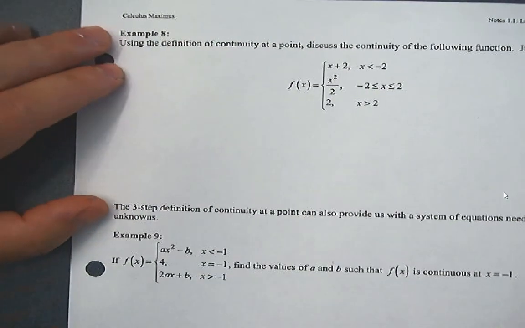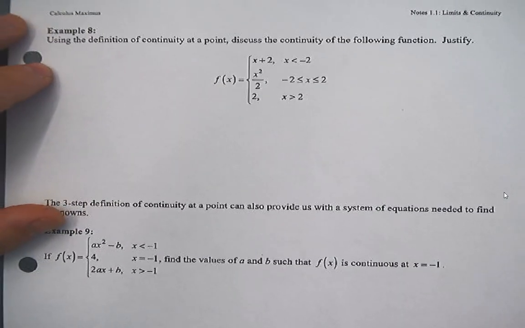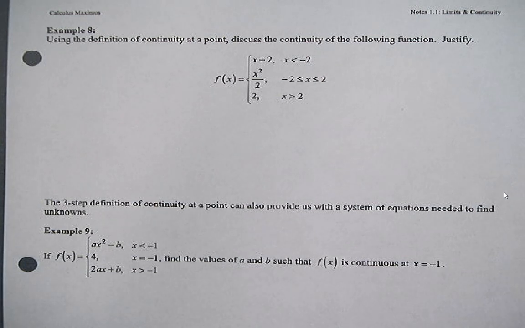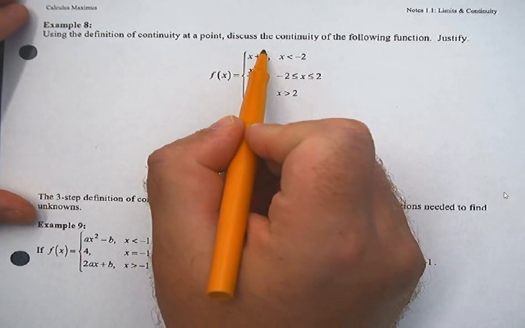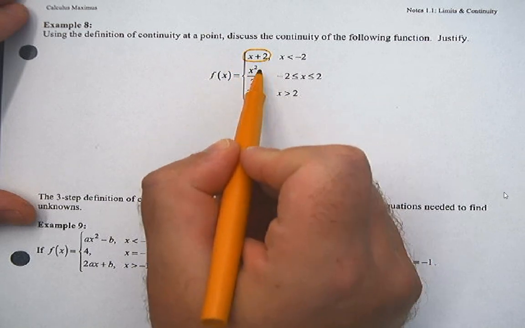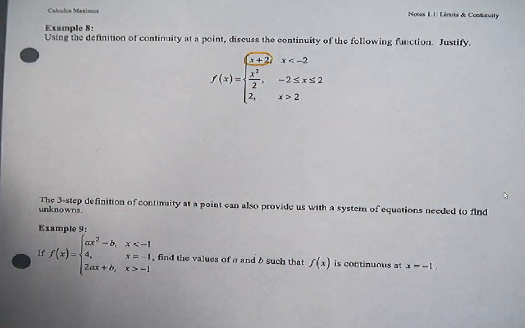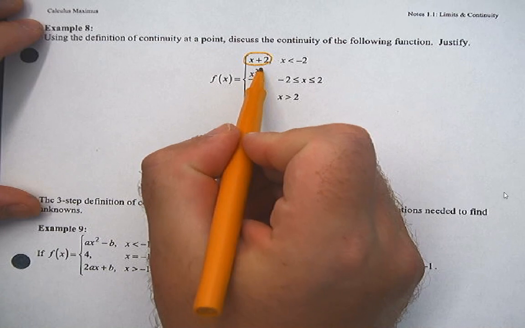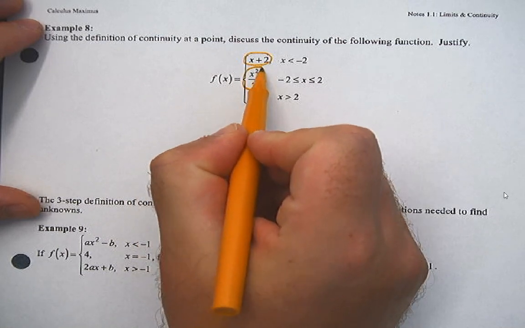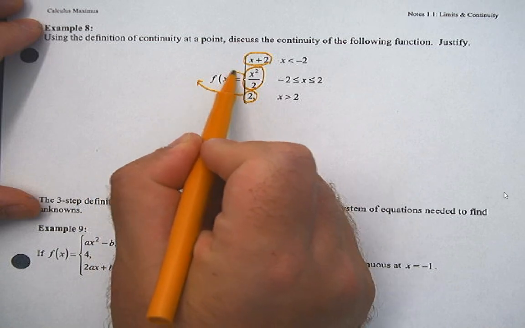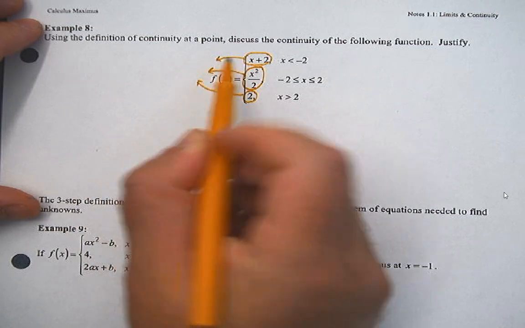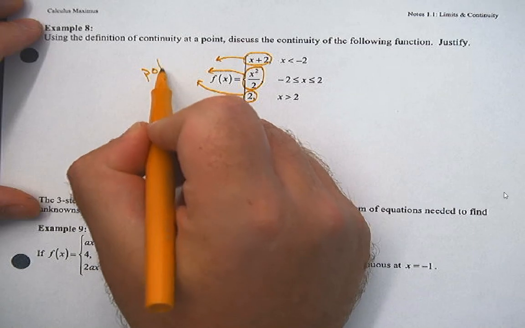So, use the definition of continuity at a point, discuss the continuity of the following functions. Let's start off by looking at the functions themselves. What kind of function, what group of functions, does x plus 2, x squared over 2, and 2 belong to? These are all things called polynomials.